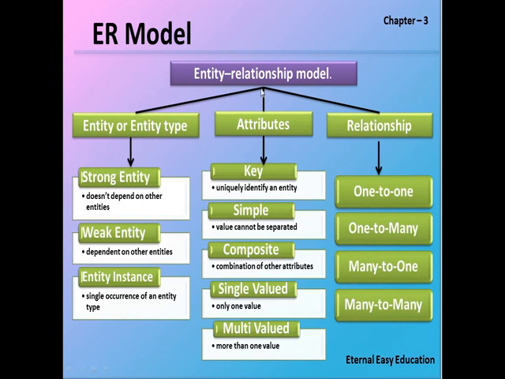Let's have a recap. Entity relationship model. Entity or entity type: strong, weak. Strong does not depend on other entities. Weak is dependent on other entities. Entity instance, single occurrence of the entity type. Attributes: key, simple, composite, single valued, multi valued. Key means uniquely identified. Simple, value cannot be separated. Composite attribute, combination of other attributes. Single value, only one value at a time. Multi valued, more than one value. Relationship: one to many, many to one, many to many. In the relationship, you should know what is cardinality, what is degree of relationship, what is relationship instance.